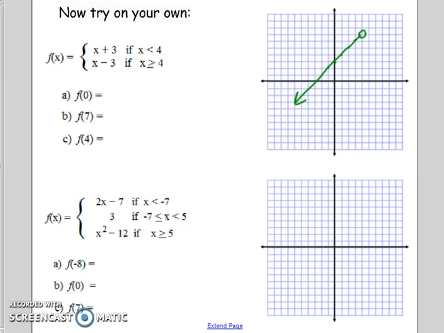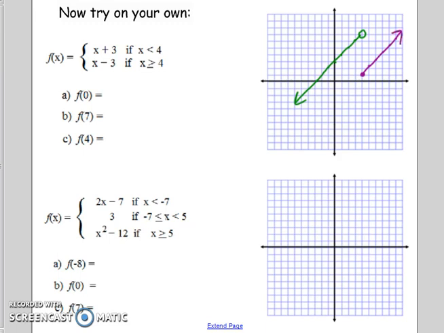And then x minus 3 if x is greater than or equal to 4. So if I plug 4 in, 4 minus 3 is 1. So at (4, 1), I have a closed circle. And we want it to be greater than 4, so we're going to the right. We have a slope of 1, so it goes that way. Okay, so we have that.